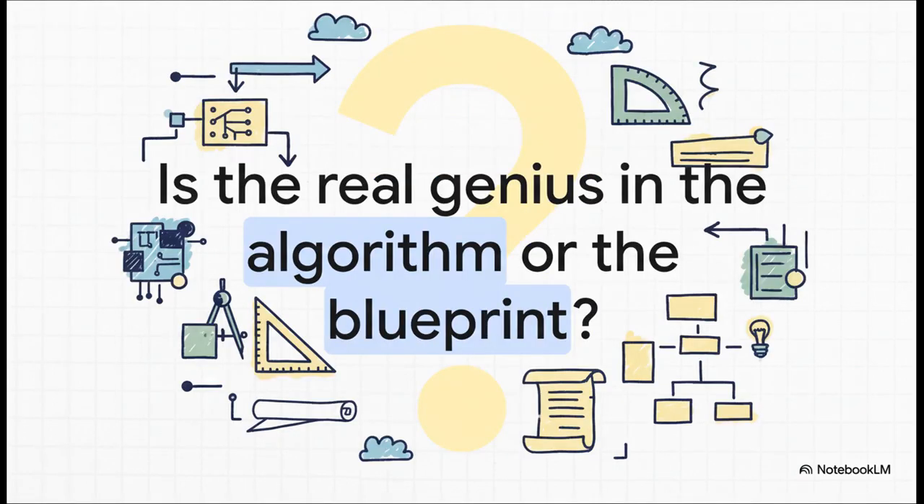Which kind of leaves us with one last thought to chew on. We always get so fascinated by the cool, complex algorithms. But, as we've seen here, the algorithm is really just the final tool that gets built. Maybe the real work, the true genius that turns a bunch of data into something that can save a life, is all in the blueprint.